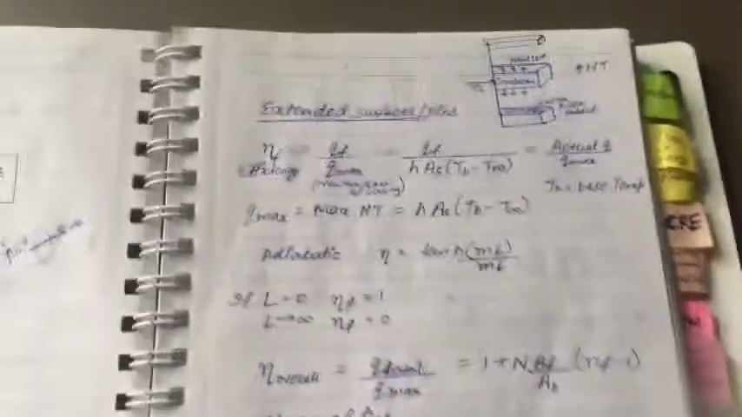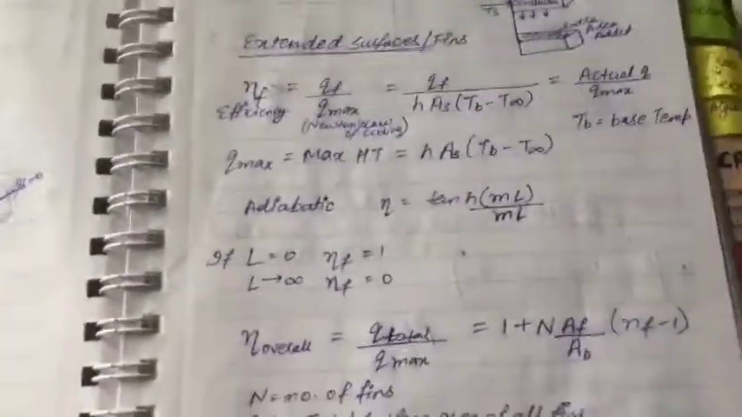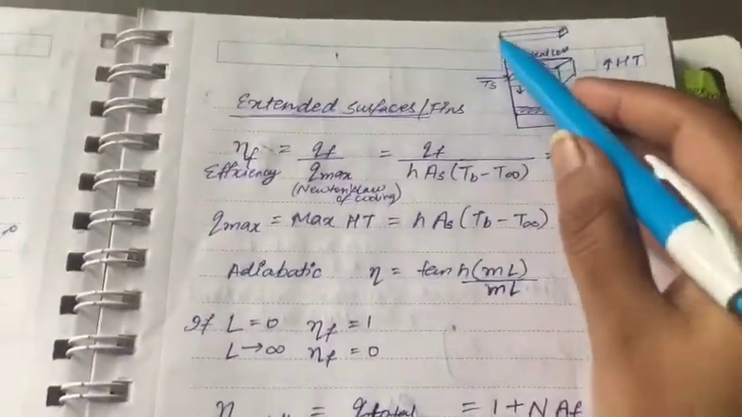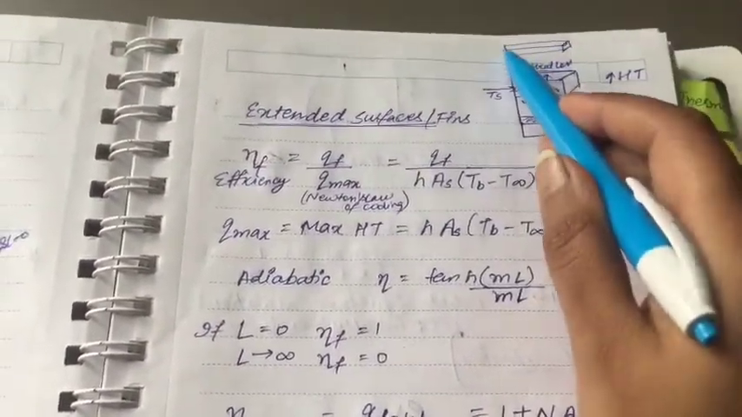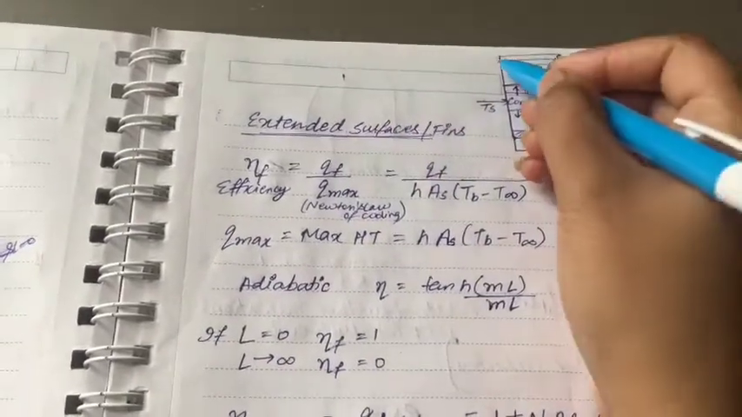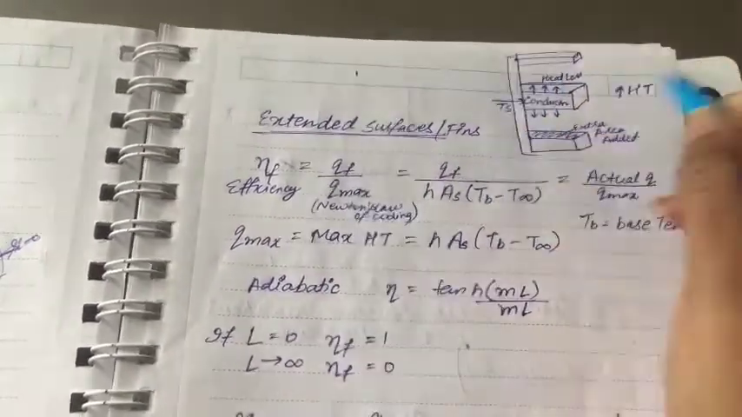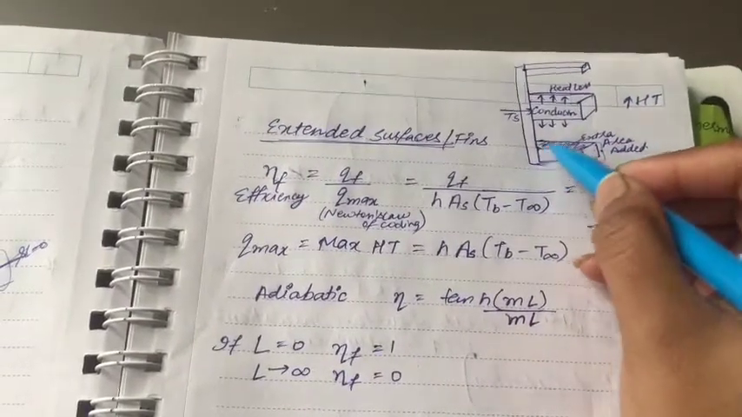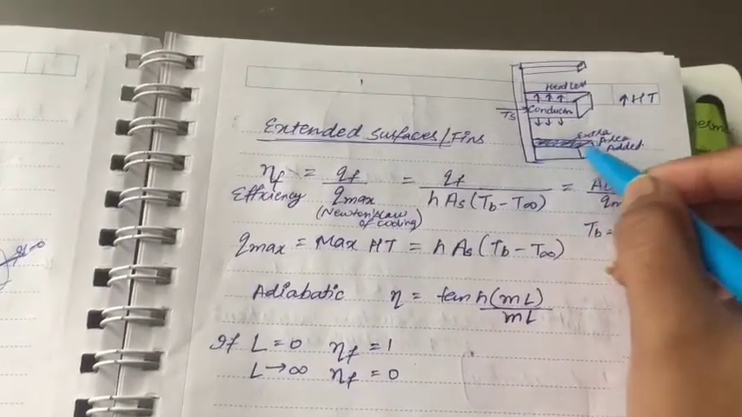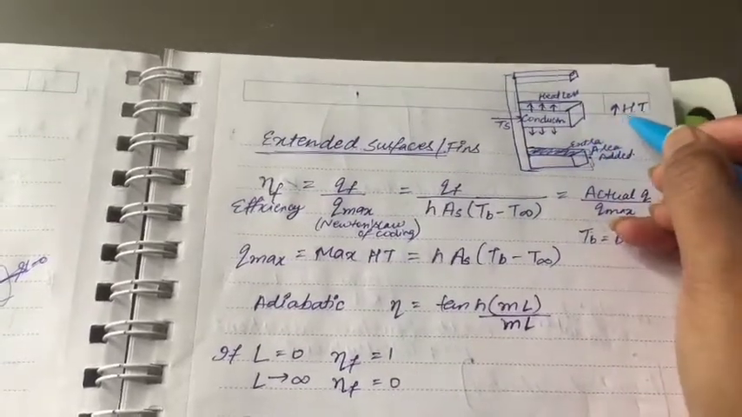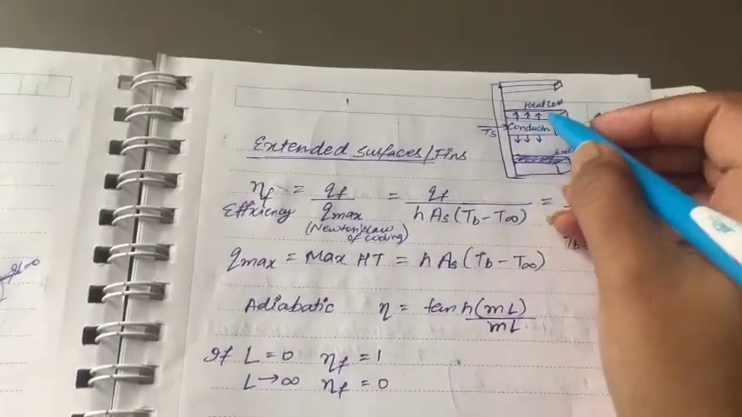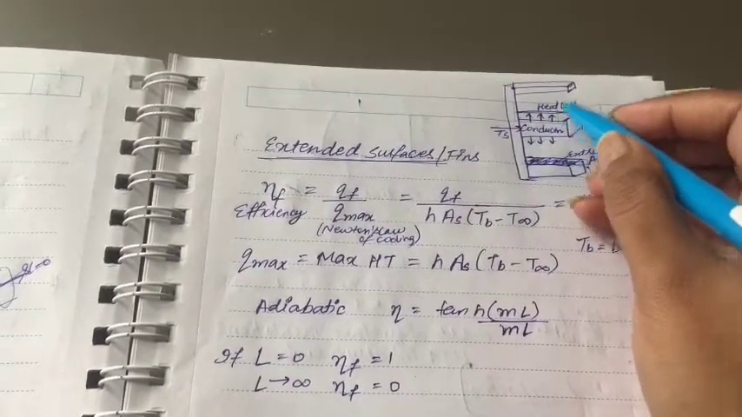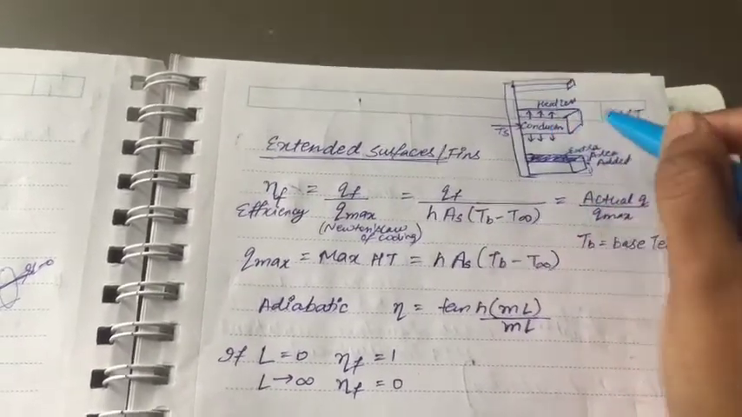Then next we have extended surface. So extended surface, like this is an example drawing of extended surface or fins. So this is our base, and on which extra area is added. These are extra fins or area added, and this increases the heat transfer. So this added area also causes heat loss and conduction takes place here.